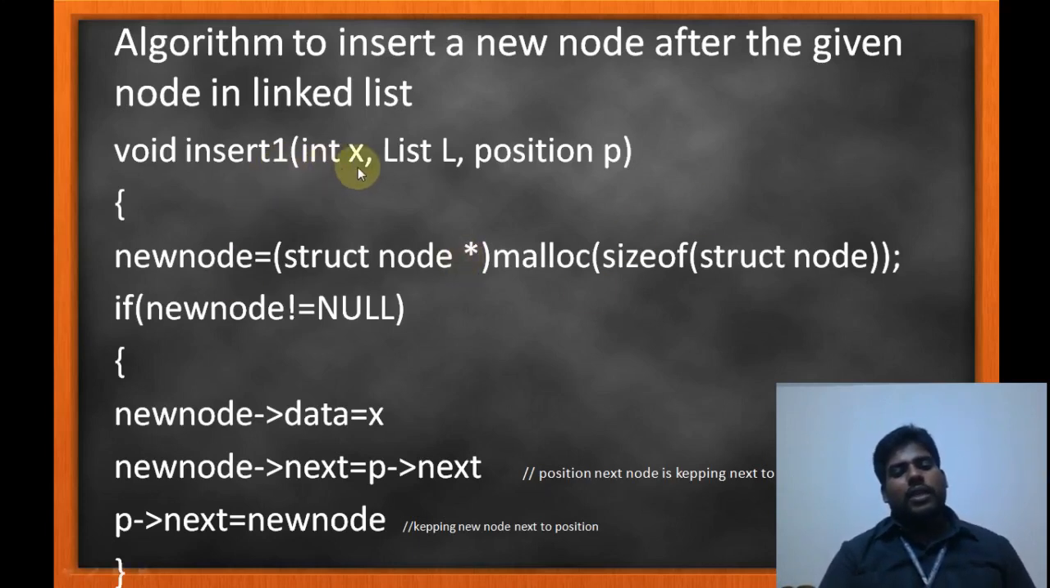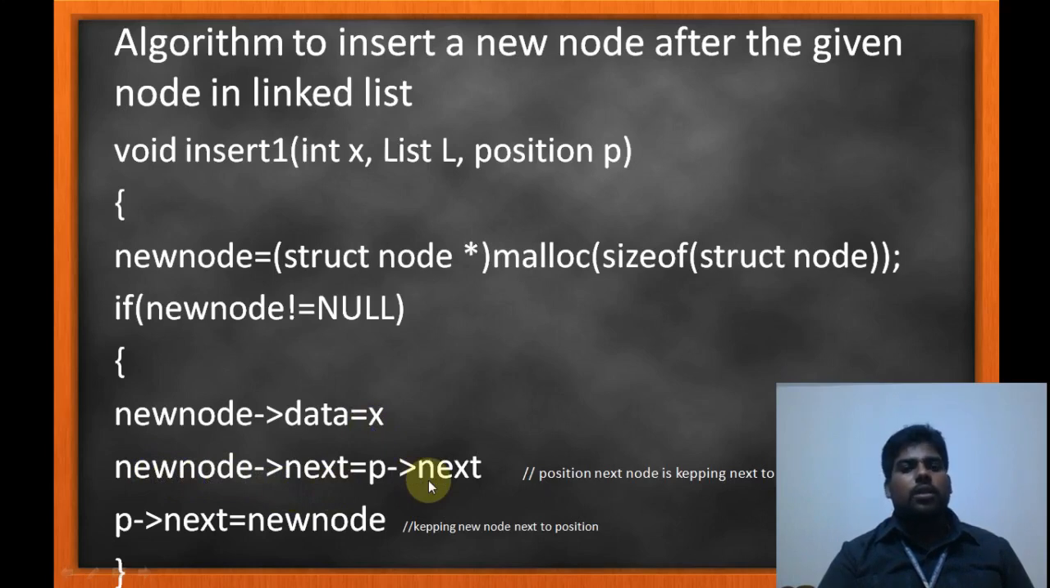Okay, so x is the data, list L denotes the list, and position P denotes the position. Again I am creating a new node, equal to struct node, creating the memory. Then I am checking if it is not equal to null, the new node's data value is x, and new node next equal to position's next.